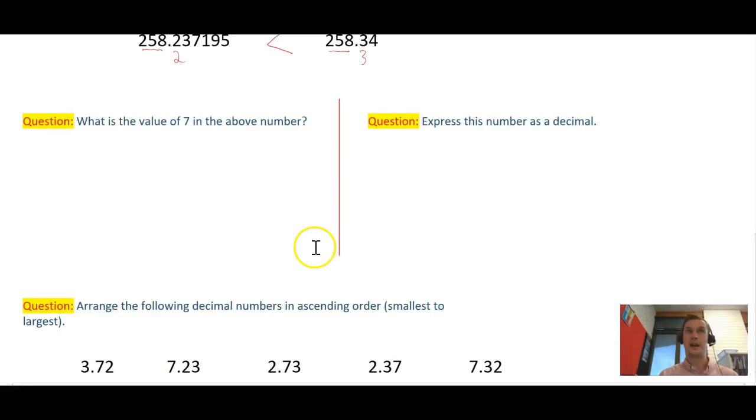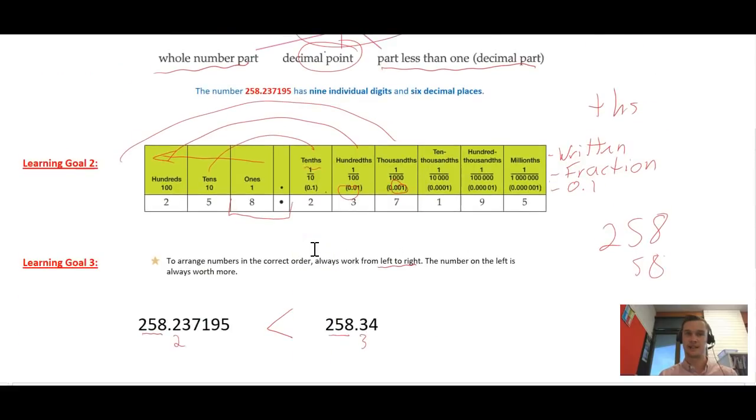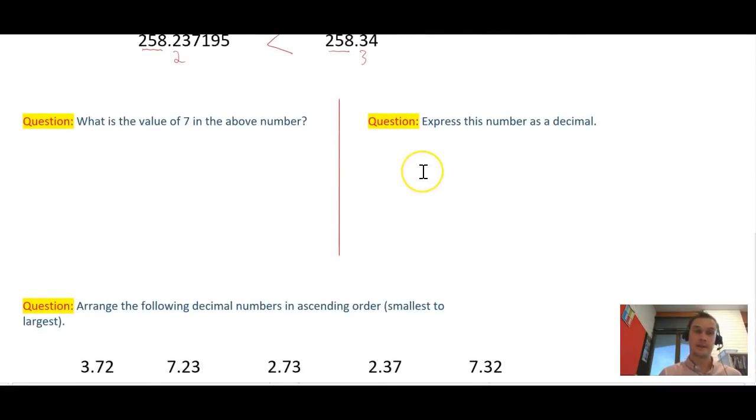Question 1, what is the value of 7 in this number? Okay, so the value of 7, I've put it in its place value chart. I can look up, I can see that the value of 7 is thousandths. Now I'm going to write that in fractional form. So the value of 7 is 7 over 1,000. Okay, pretty simple. Make sure you have that place value chart recorded down.